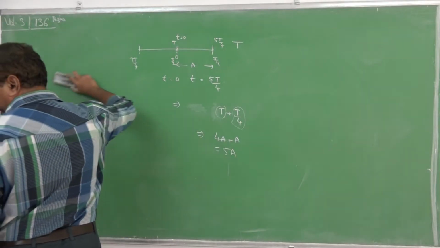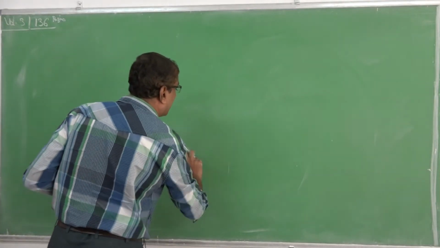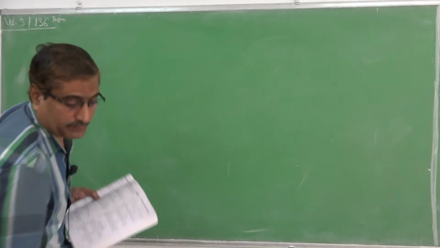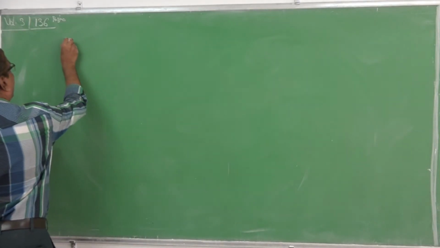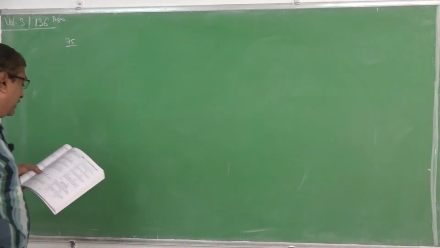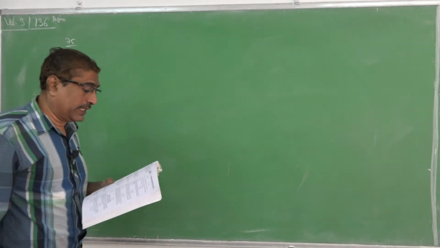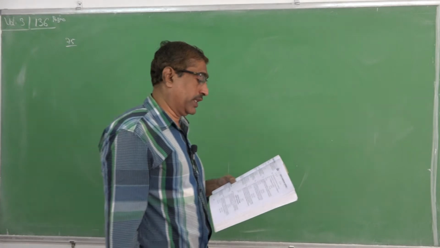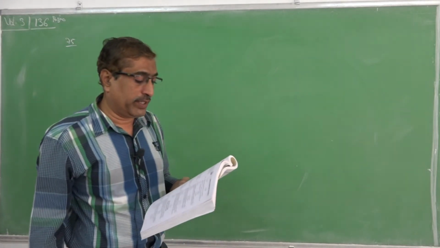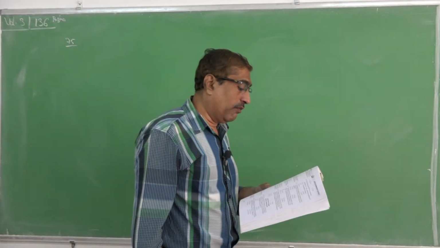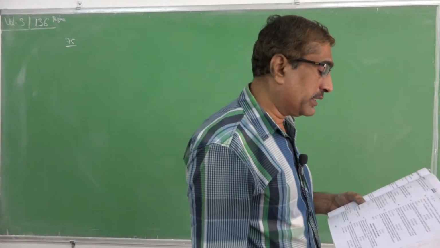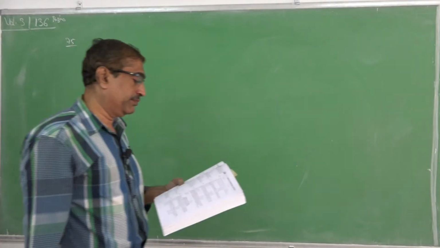Now the 75th problem number. The period of oscillation of a particle in SHM is 4 seconds and its amplitude of vibration is 4 centimeter. Find the distance of the particle 1/3 second after passing through the mean position.